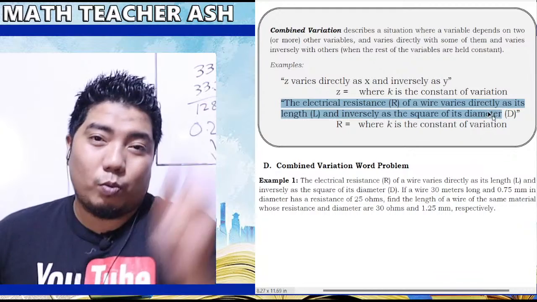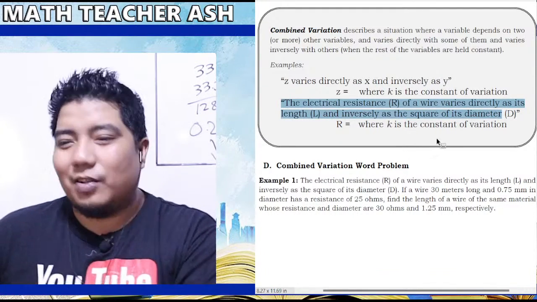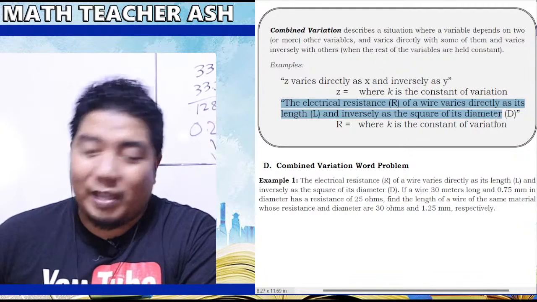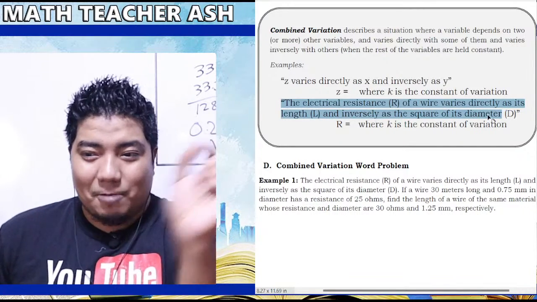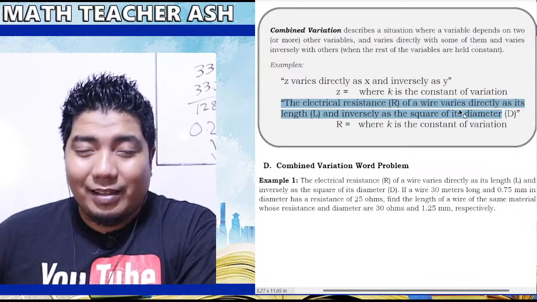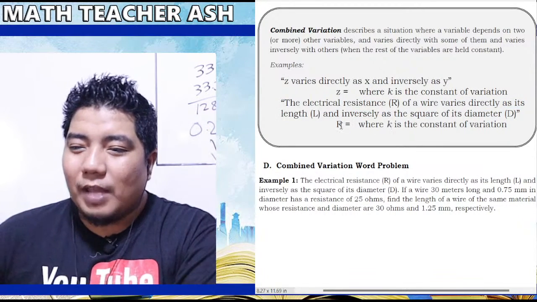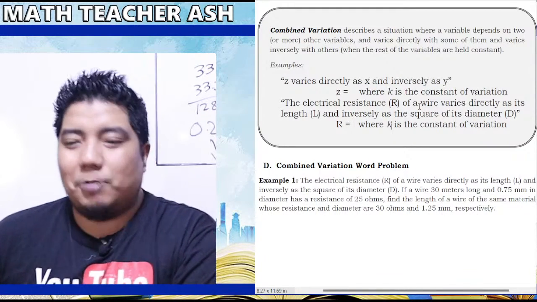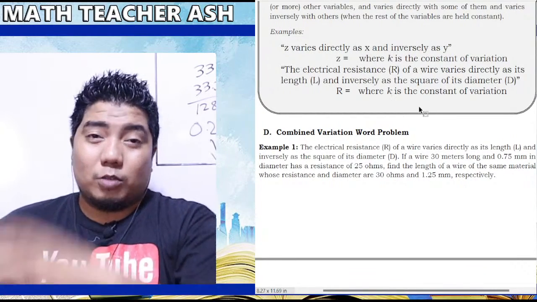Now, second statement, we have here the electrical resistance R of a wire varies directly as its length. So you can write already R is equal to KL. And inversely as the square of its diameter D. So since sinabi dito, inversely, you divide square of its diameter. So square of its diameter, that is D squared. Okay, D to the power of 2. So if you write this one, this will become R is equal to KL over D squared. Okay, so ganun lang kadali ang pagtatranslate kapag combined variation naman.